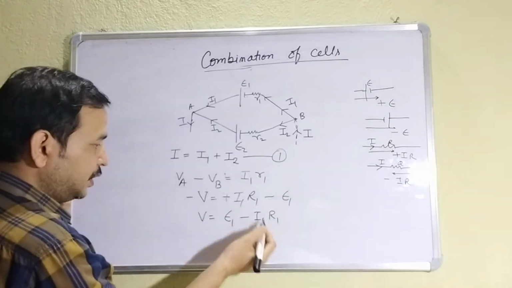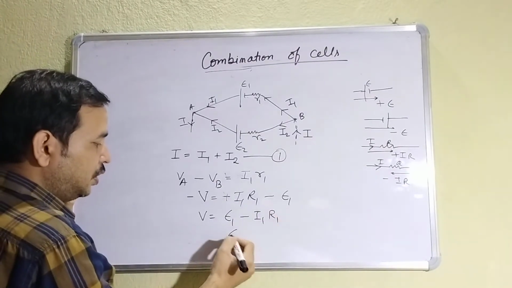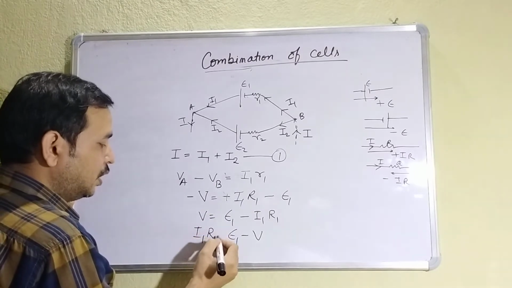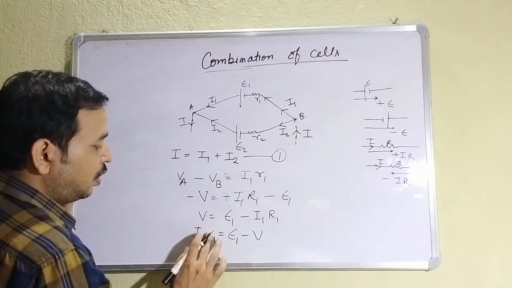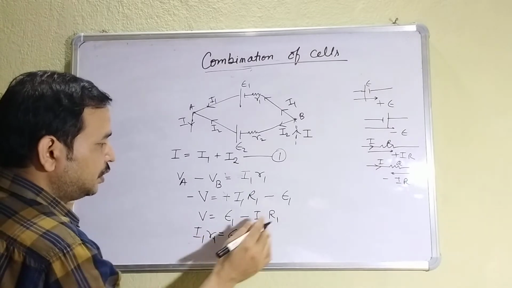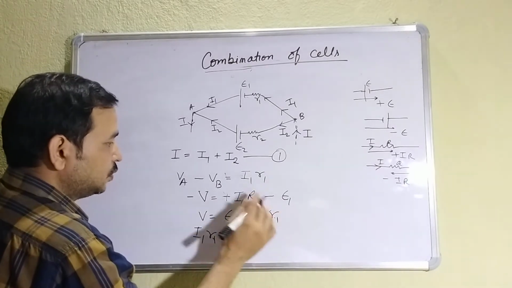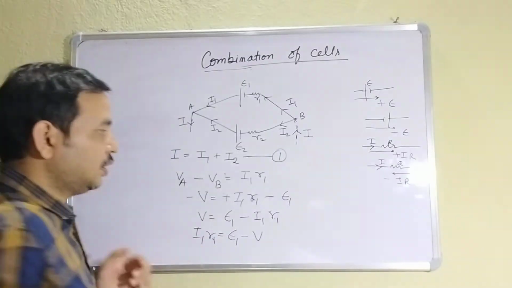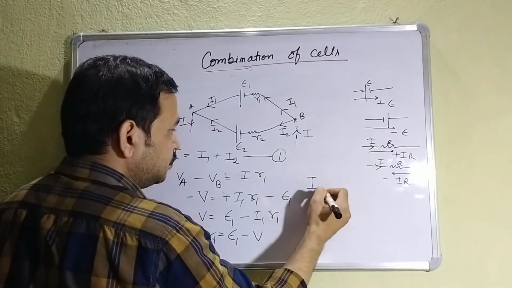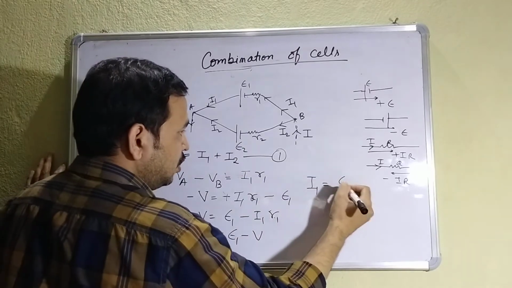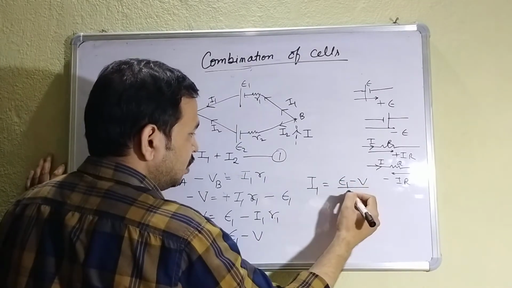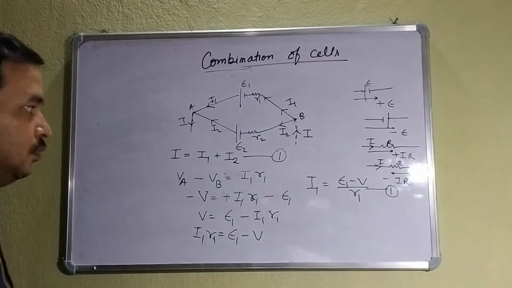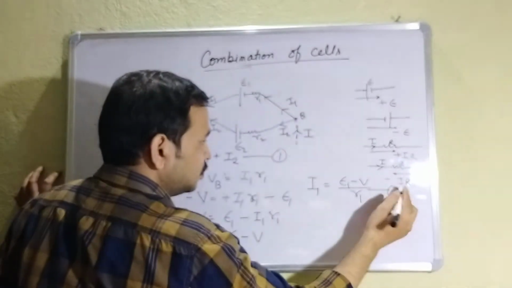So if you are writing the same equation in a different form, it is E1 minus V, and this is I1 into R1. Sorry, small r we have denoted as internal resistance. Now from here you can calculate I1 is equal to E1 minus V by R1. This is equation 2.